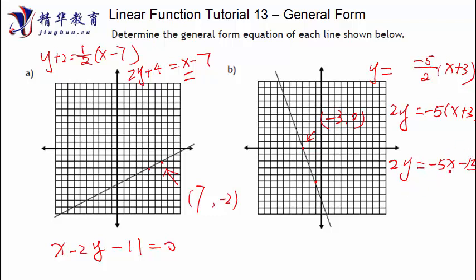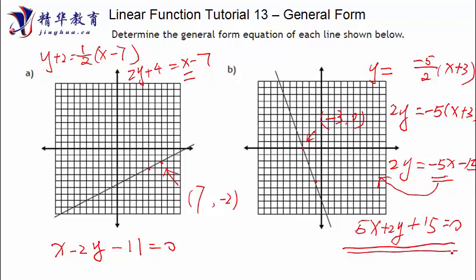And be careful, we need to make the x coefficient always positive. So we have to move this to the other side, which gives 5x plus 2y, and then moving 15 to the other side as well, so it'll be plus 15 equal to 0. Now that is the general form.